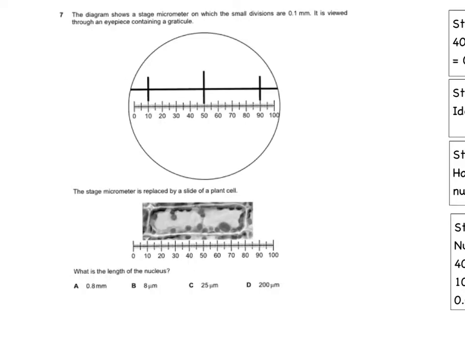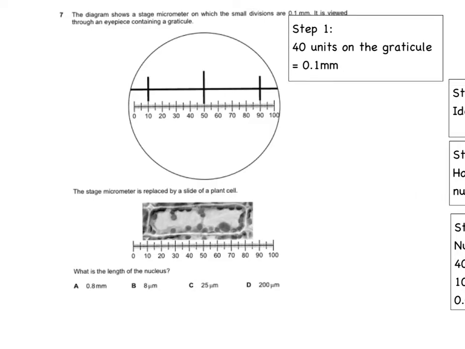This question is a really common question on a multiple choice paper that I've seen in a variety of different forms. You need to be able to calibrate the graticule so that then when you remove the stage micrometer, you know how much each unit of the graticule contains. So, step 1. 40 units on the graticule is 0.1 millimeters. Okay, now you know that because you know that this distance here is 0.1 millimeters, and that is obviously 40 units on the graticule. 50 to 10, that's 40 units.